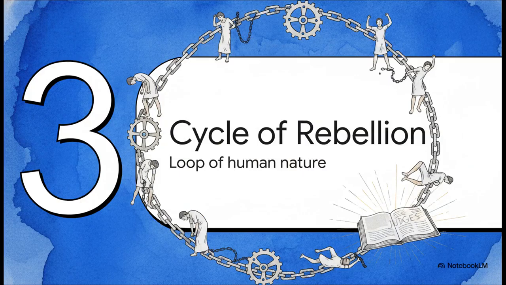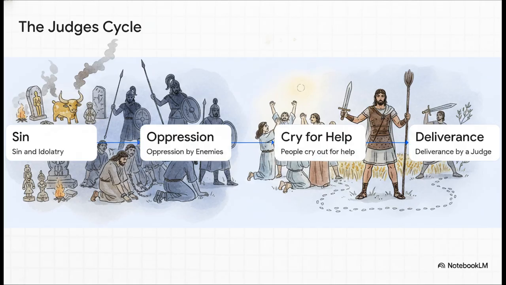Which brings us to Section 3. The cycle of rebellion, the loop of human nature. Because once these rules are established, the text immediately reveals a tragic flaw in human nature, mapped out most overtly in the book of Judges. I want you to pay close attention to this 4-step historical loop, because it is literally the engine of the narrative.